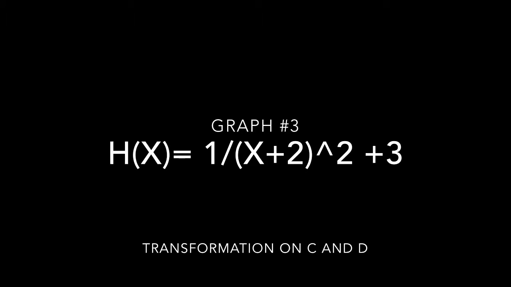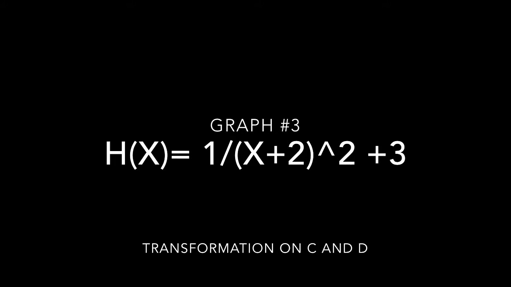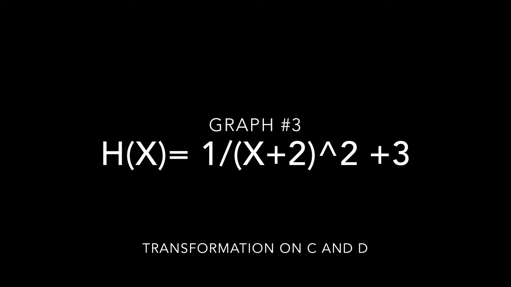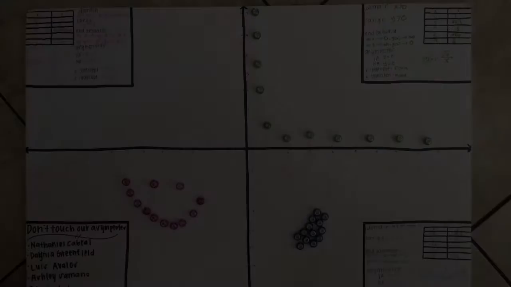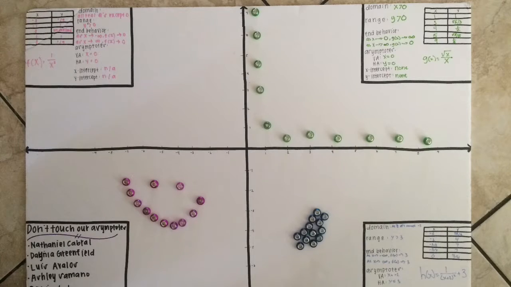Alright, the last graph is h of x equals 1 over x plus 2 squared plus 3. Compared to the parent function, this function has a c value of negative 2 and a d value of positive 3. The c value shifts the graph 2 units left, and a d value translated 3 units up.